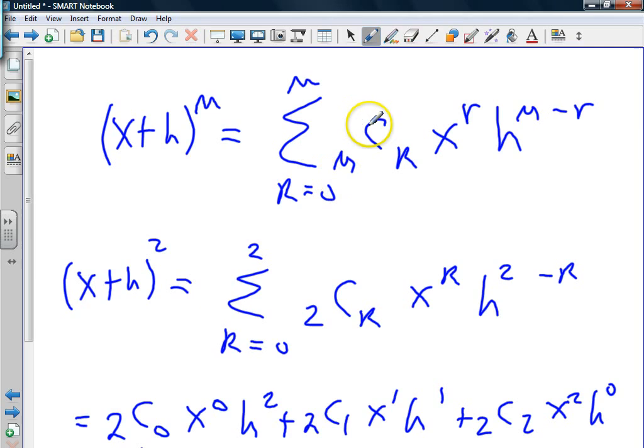The first one is 4c0, x to the 0, h to the 4 minus 0. Actually, we did it backwards. That was the last term. Then r equals 1: 4c1, x to the 1, h to the 4 minus 1. Then r is 2: 4c2, x to the 2, h to the 4 minus 2. Then r is 3: 4c3, x to the 3, h to the 4 minus 3. And then r is finally 4: 4c4, x to the 4, h to the 4 minus 4. Now the way we wrote it on the previous page, we actually did that in the exact opposite order, but it's the same thing. So why do we get those exponents?